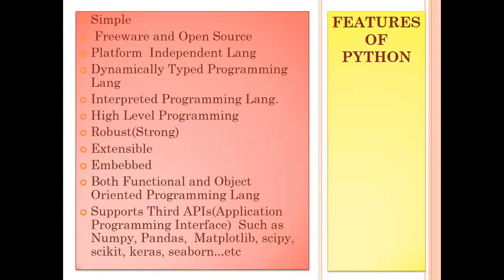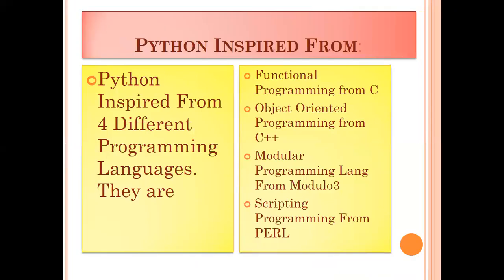So what are the third-party APIs? APIs are the application programming interface. We'll discuss about it next. Now we need to know that Python is inspired from 4 different programming languages. It has learned the functional programming language from C. It has learned object-oriented programming from C++, modular programming language from Modula-3, and scripting programming from Perl.